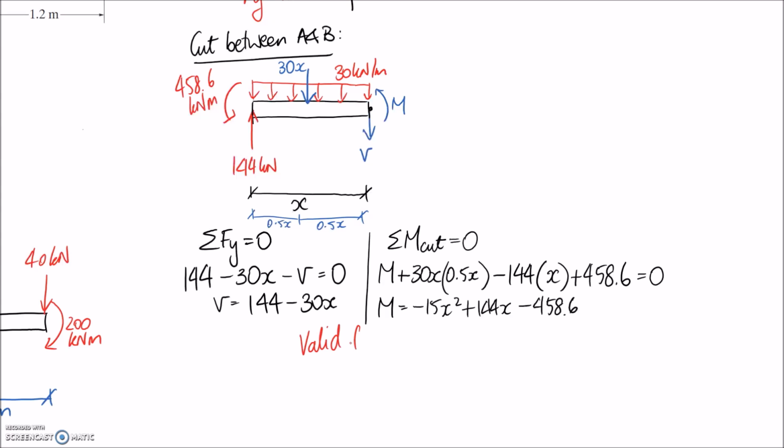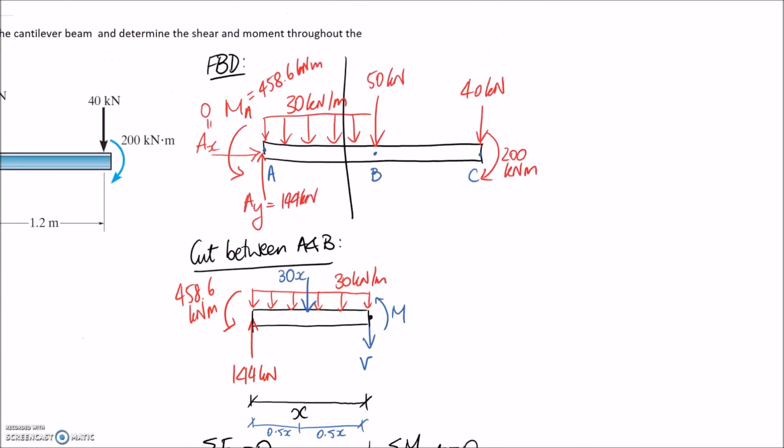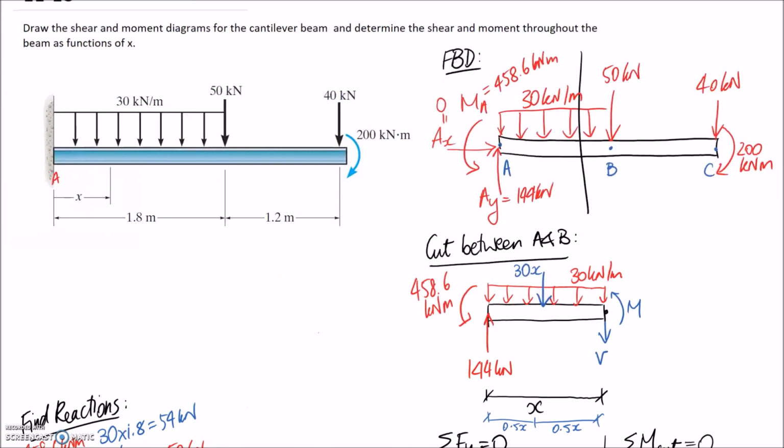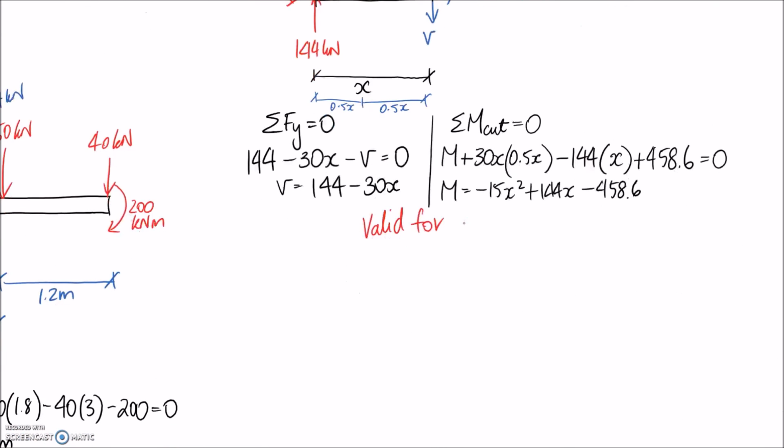So let's go ahead and do that. Remember, we're measuring x from this end. Or let's do it off this diagram. We're measuring from this end, and this is A, this is B, and this is C. So section AB is from x equals 0 all the way up until x equals 1.8 meters. So 0 to 1.8 meters is where these equations can be plotted for. So that's one section done. Now we need to go through and repeat this for the other section.